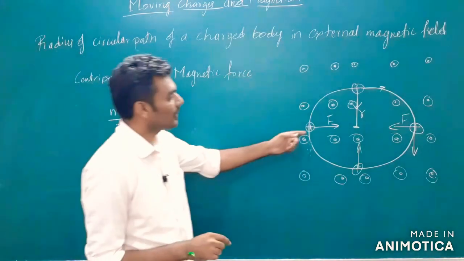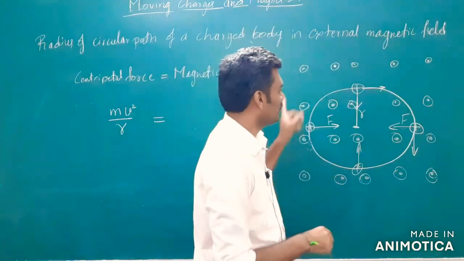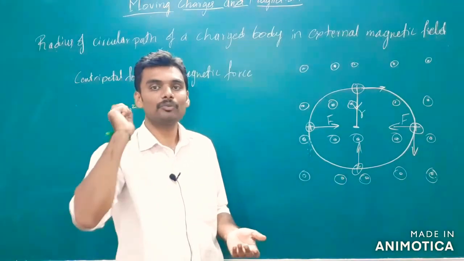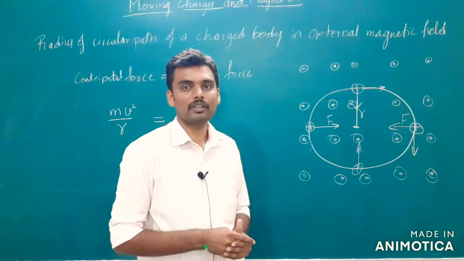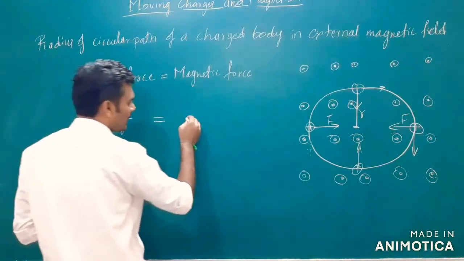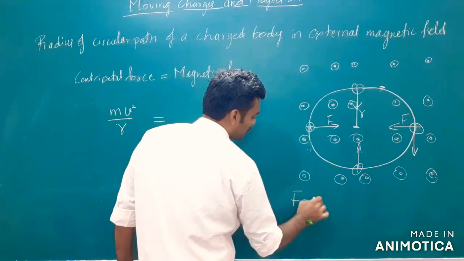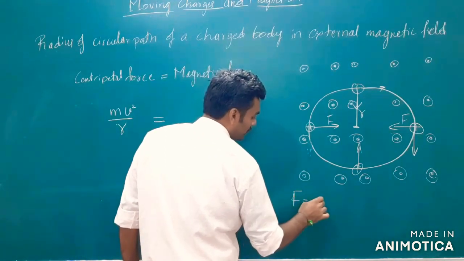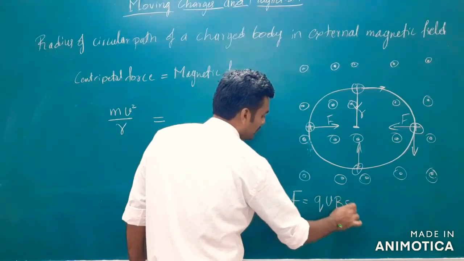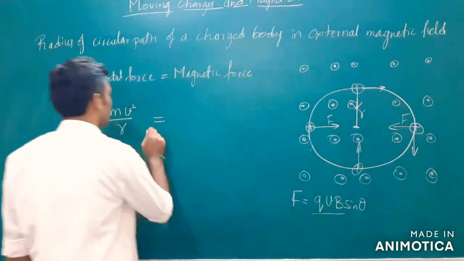What is the magnetic force acting on the body? Since the path is circular, it is understood that the body should be thrown perpendicular, which means theta is 90 degrees. When theta is 90 degrees, the general expression for the magnitude of magnetic force is F equals QVB sin theta. Theta is 90, and hence it is simply QVB.